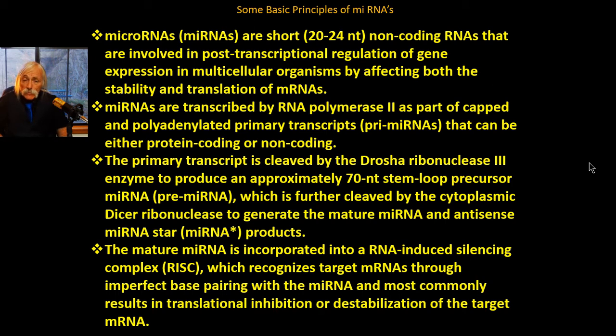The primary transcript is cleaved by the Drosha ribonuclease III to produce an approximately 70 nucleotide stem-loop precursor called the pre-microRNA, which is further cleaved by a cytoplasmic Dicer ribonuclease to generate the mature microRNA and antisense microRNA star products, which ultimately lead to the ablation or decreased expression of the targeted messenger RNA. The mature microRNA is incorporated into the RNA-induced silencing complex, called the RISC complex. That recognizes target messenger RNAs through imperfect base pairing with the microRNA, not necessarily completely homologous, and most commonly results in translational inhibition or at least destabilization of the target messenger RNA.